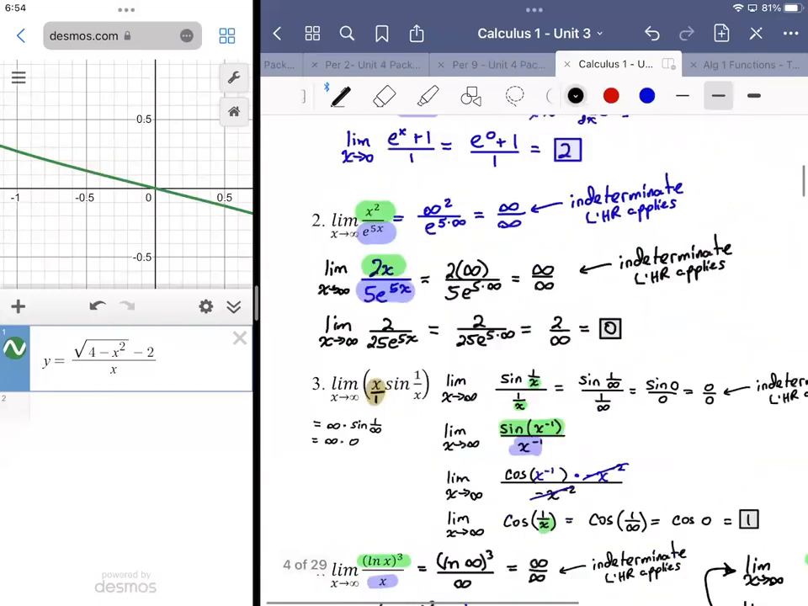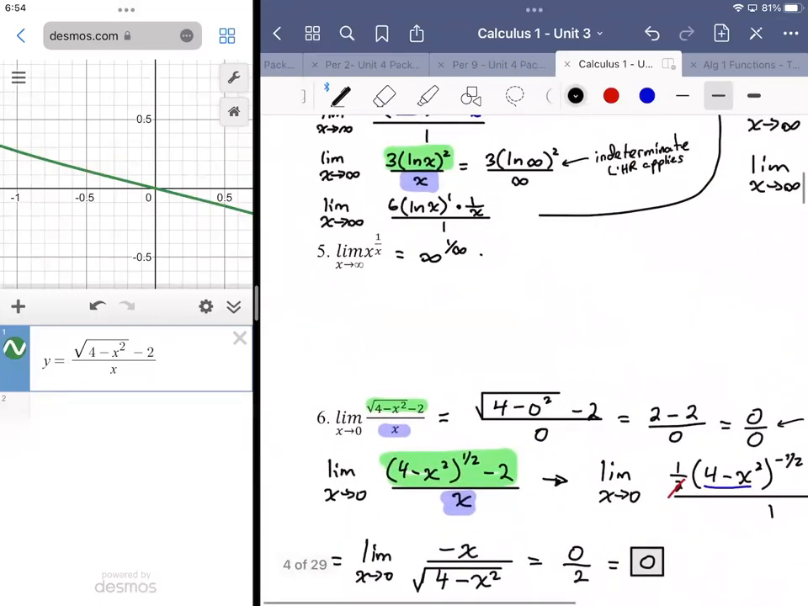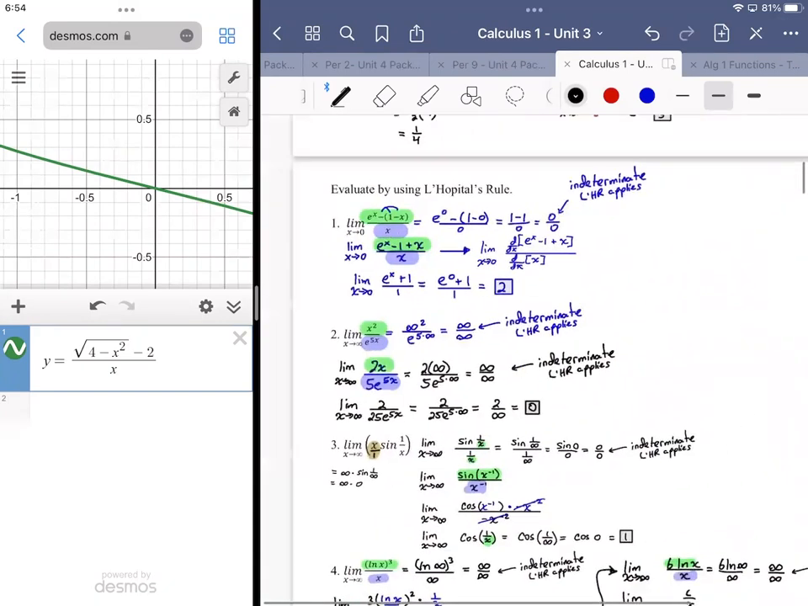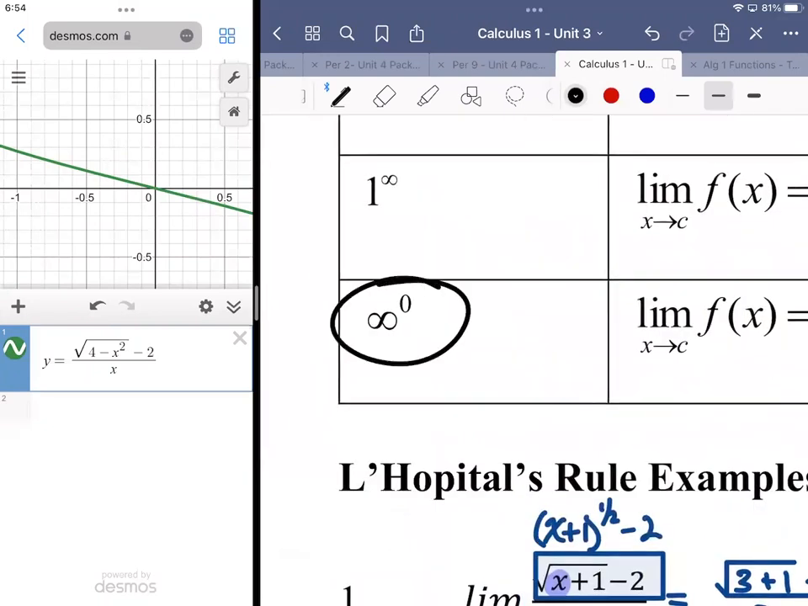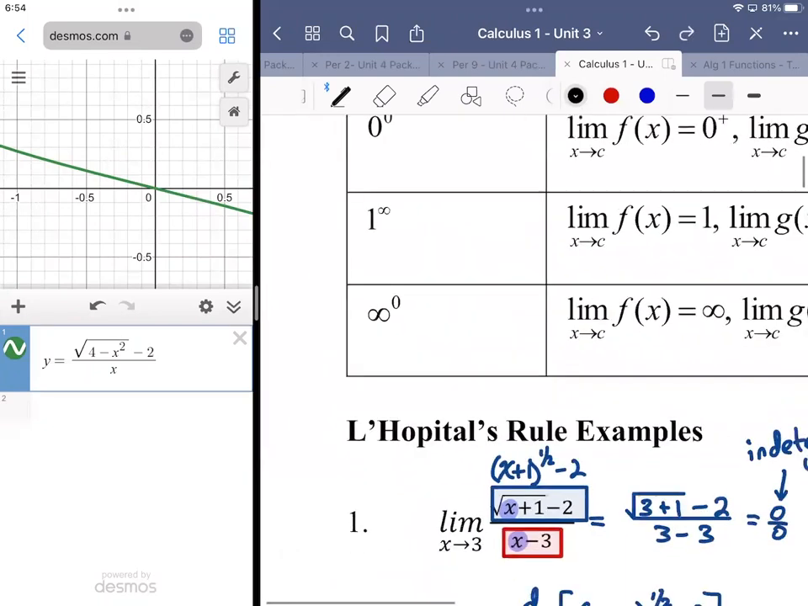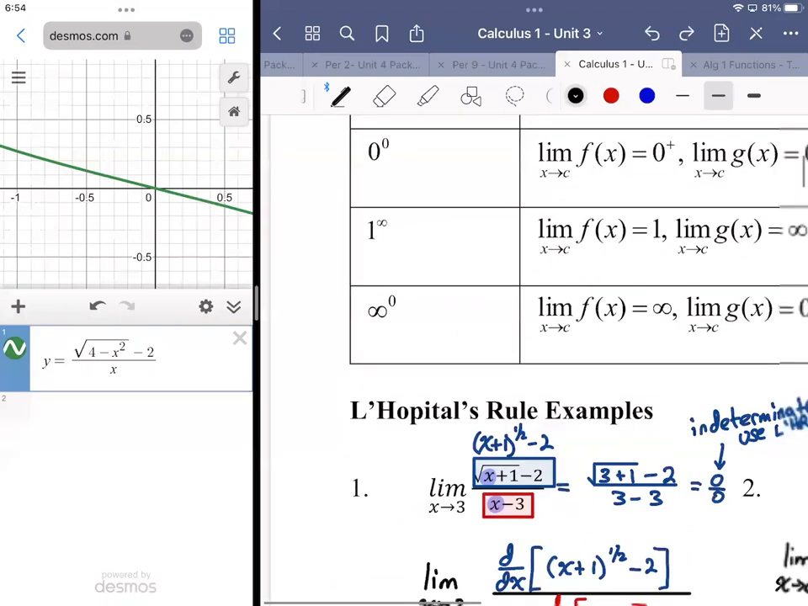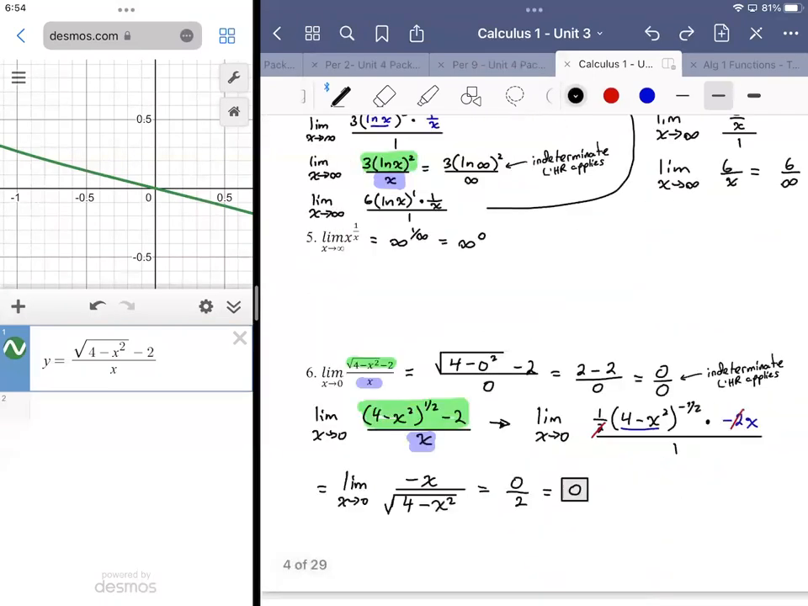Now, 1 over infinity is the same as, generally speaking, 0. Infinity to the 0th power. Oh, there we are, infinity to the 0th power. So that's part of our list of indeterminate forms. So we know that L'Hopital's rule can apply here.